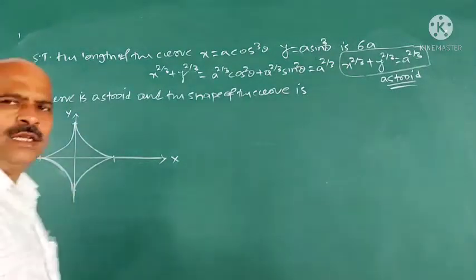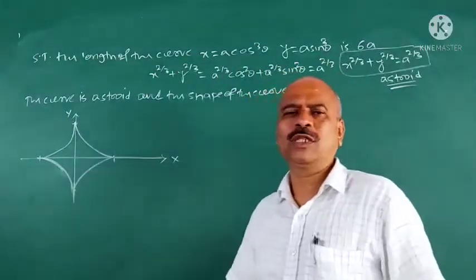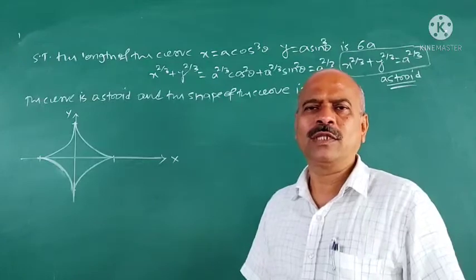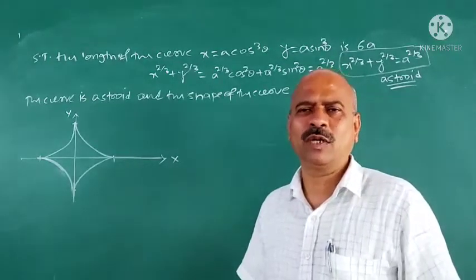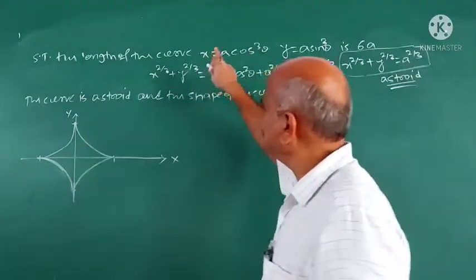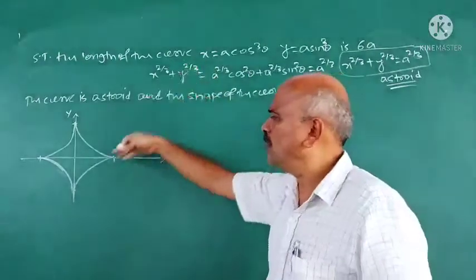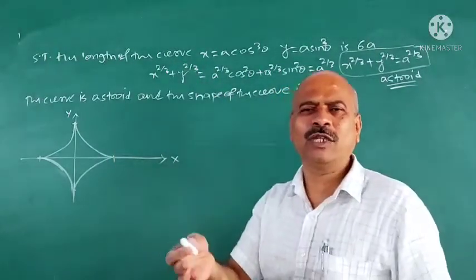So you go through the curve tracing again. In that topic you will get in detail how this was traced. Therefore the topic curve tracing is very important. You should know the curve first. This is the asteroid. The Cartesian equation is also there, the parametric equation is also there. But we solve using the parametric equation. The Cartesian equation you can also use.